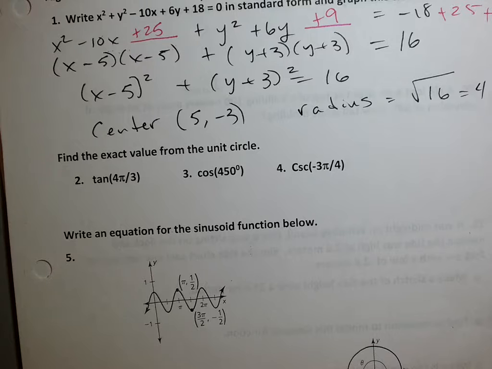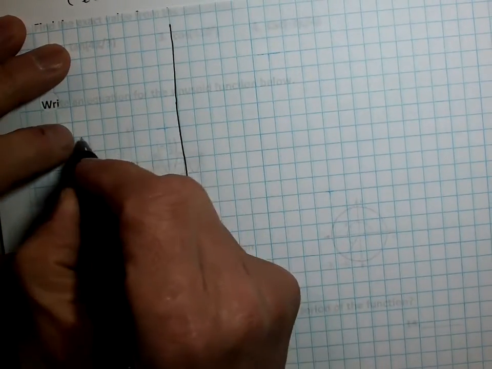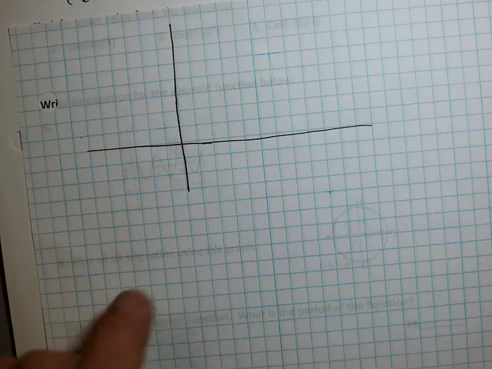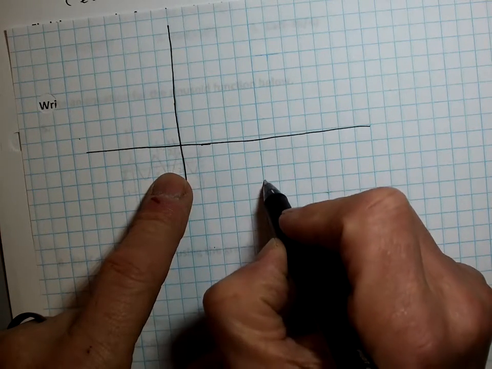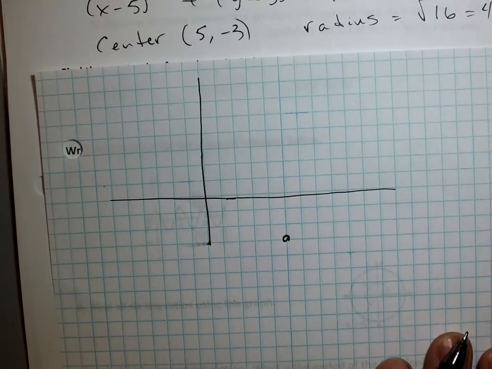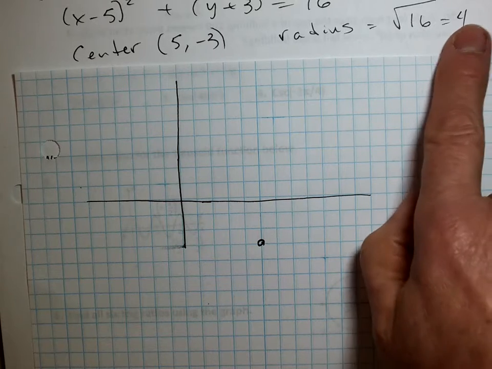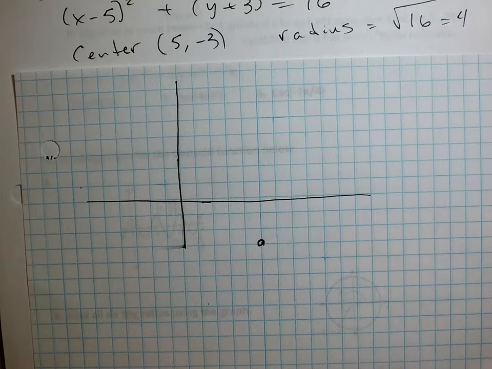Try and make it as circular as you can. As long as it's in the right place and the right size, it's okay. It doesn't have to be beautiful or perfect, but I'm going to do my best to make it look nice. I'm going to go to 5: 1, 2, 3, 4, 5. Then 1, 2, 3, negative 3 on my graph. Then I'm going to go out 4, back 4, up 4, down 4. I'll have 4 points, and then I'll draw the best circle I can.